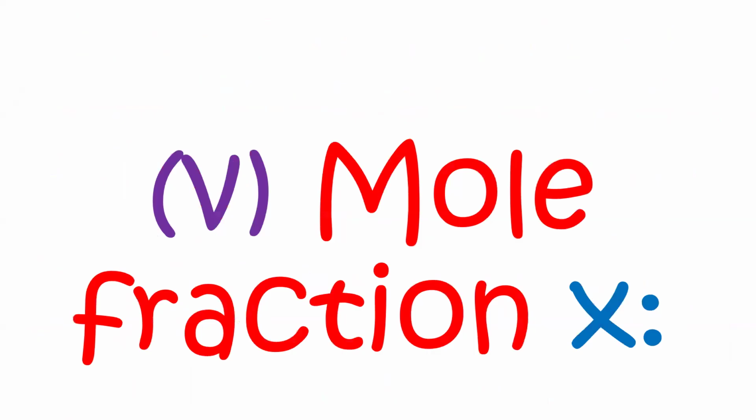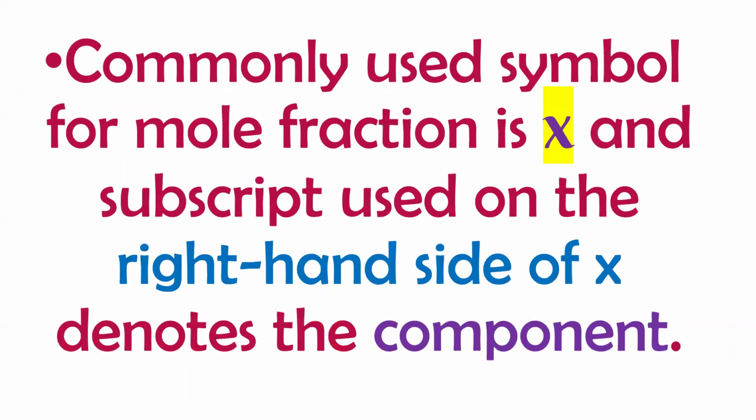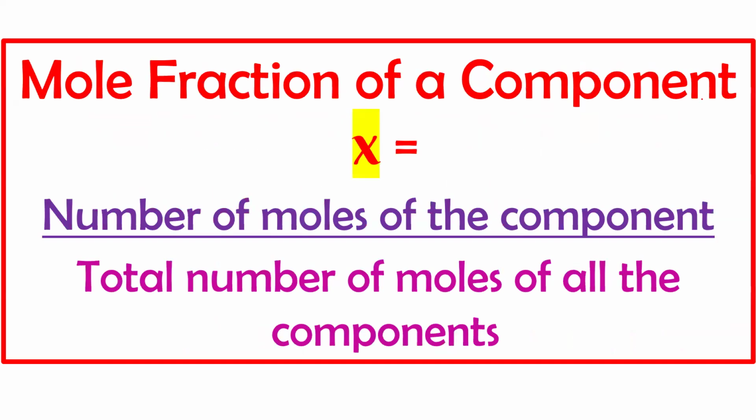Next is mole fraction, X. The commonly used symbol for mole fraction is X, and the subscript on the right-hand side of the X denotes the component. So on the right-hand side we can see a subscript, that is an alphabet, and that is the component. So what is the mole fraction equation? It is the number of moles of the component divided by the total number of moles of all components.